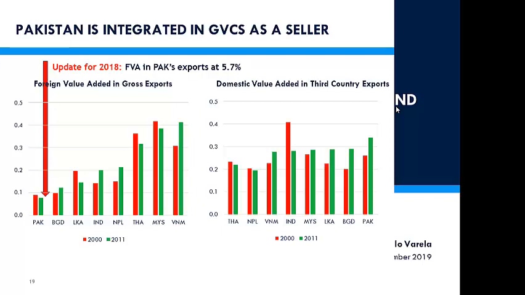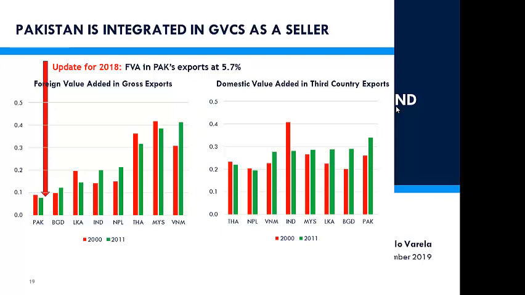And what you can see is that among all those comparators, Pakistan is the one that has the lowest share of foreign value in gross exports. So this means that it's not so integrated as a buyer, right? And it means also that all this discussion that is out there about the high imports in Pakistan, right?